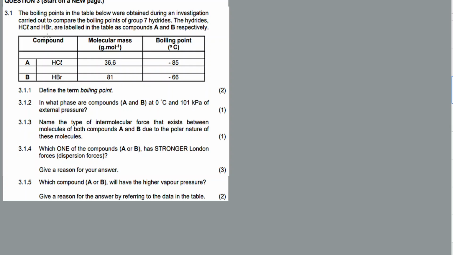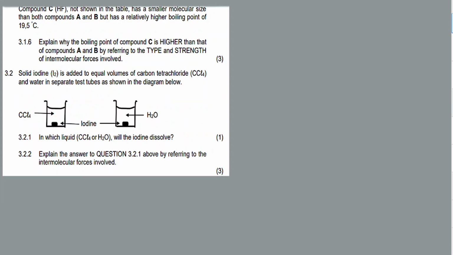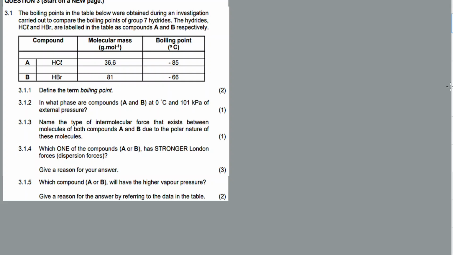Oh, by the way, this is a two-part question. This is 3.1 and then this one is 3.2. I couldn't fit it on one slide, so I split it, so let's start with 3.1. Now 3.1: the boiling points in the table below were obtained during an investigation carried out to compare the boiling points of group 7 hydrides.